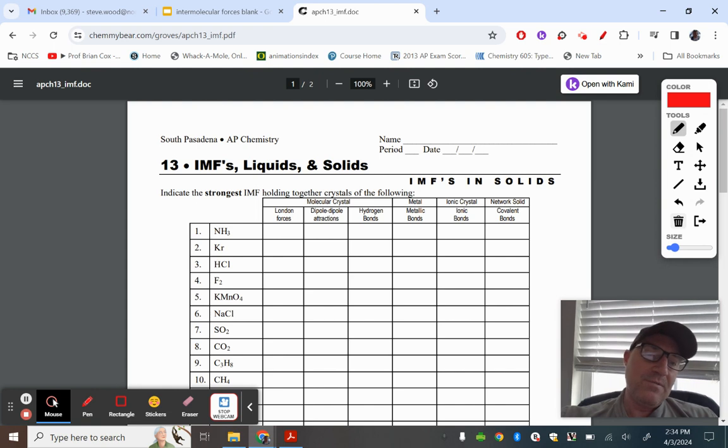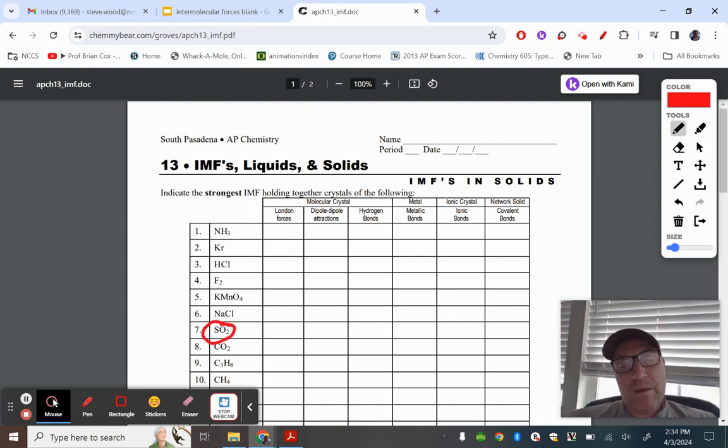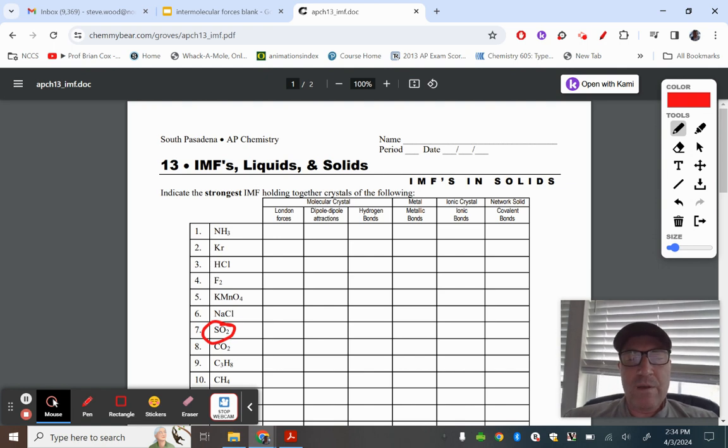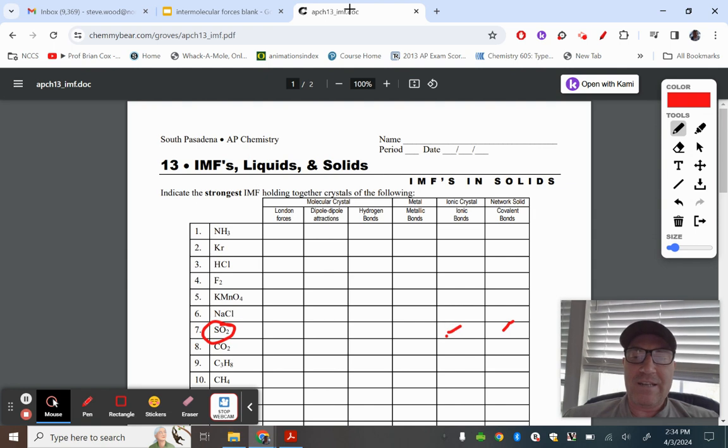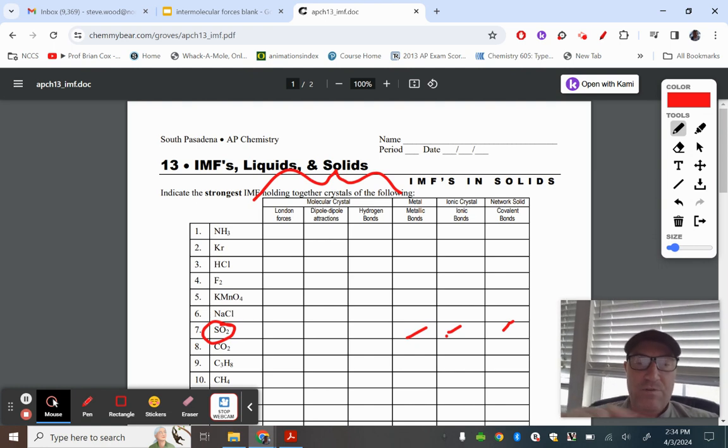Okay, now I want to mention this one. SO2, because this one's tricky. First off, you go through and it's not covalent network, it's not ionic, it's not metallic, it's none of those. Do you see how it's all nonmetals, it's SO2. And it's no fun because there's no O and H bonded. So now the question is, is SO2 London dispersion forces or dipole-dipole?